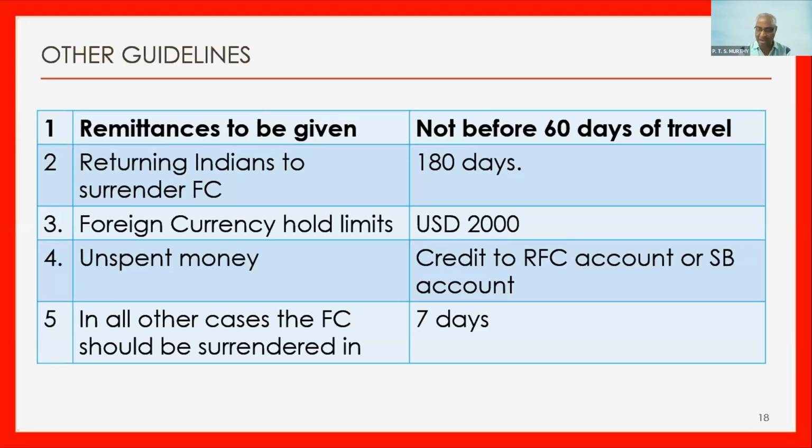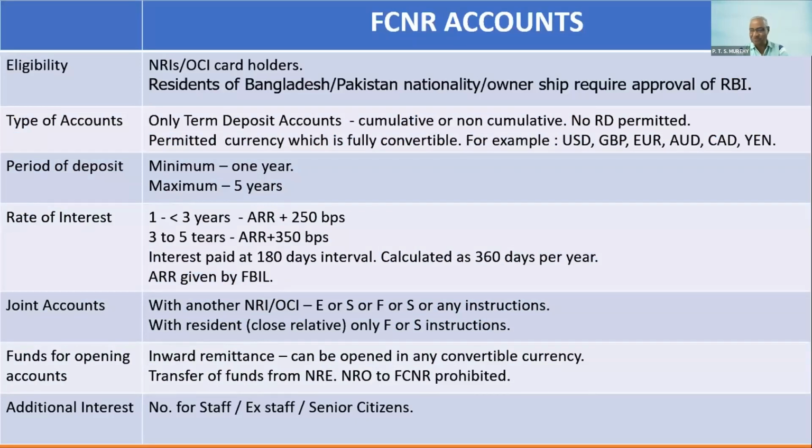Okay. One more slide. FCNR accounts. Here you remember 3 points. FCNR accounts are only term deposit accounts. Minimum period is 1 year. Maximum period is 5 years. Rate of interest is always linked to one benchmark rate called ARR, alternate reference rate. This alternate reference rate is given by FBIL, Financial Benchmarks India Limited. Earlier, this rate was given by FEDAI. Now the rates are given by FBIL. Okay, this is another examination question.